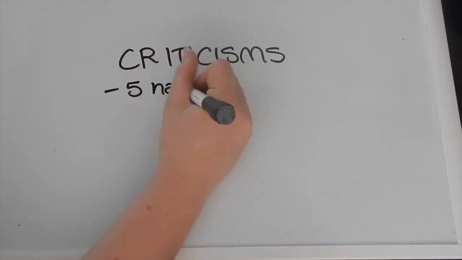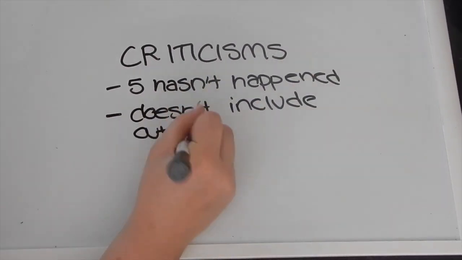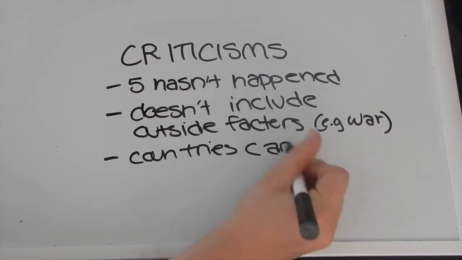The ETM model faces many criticisms, including the fact that stage 5 may never happen and hasn't. Many countries also skip stages in the ETM model, proving that development is not quite as sequential as this model proves it to be.